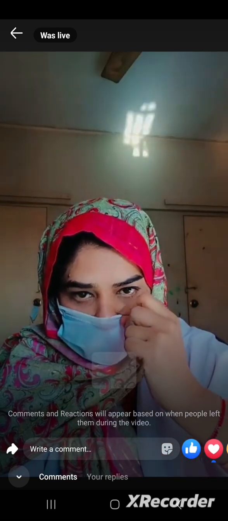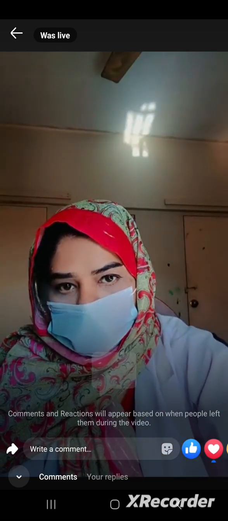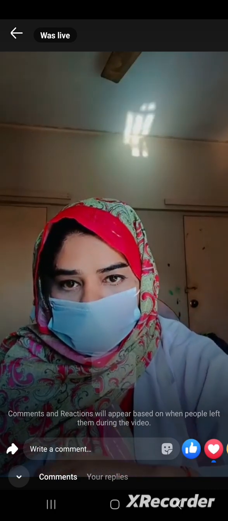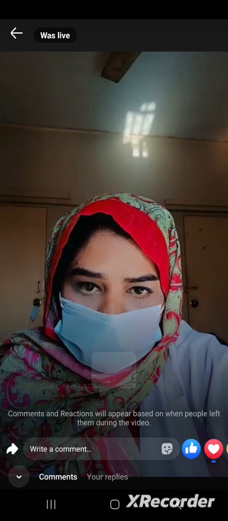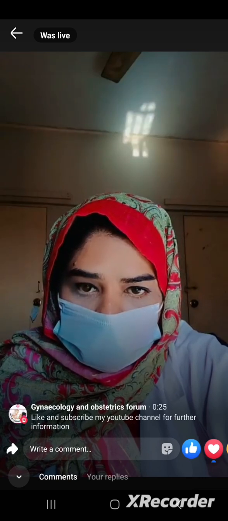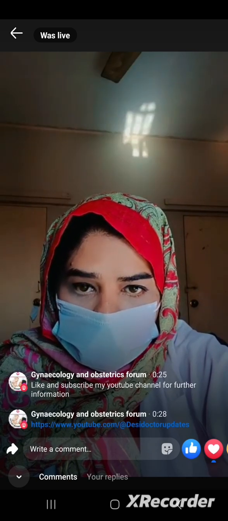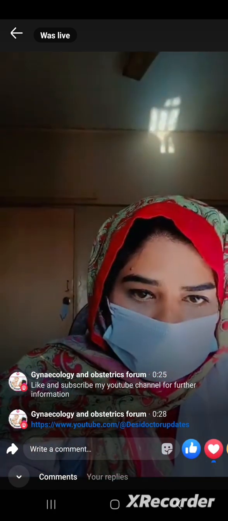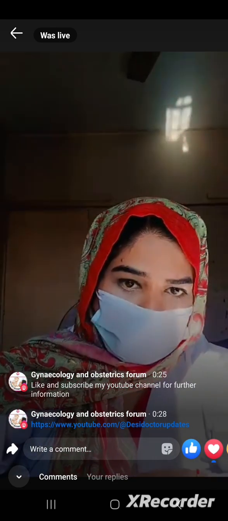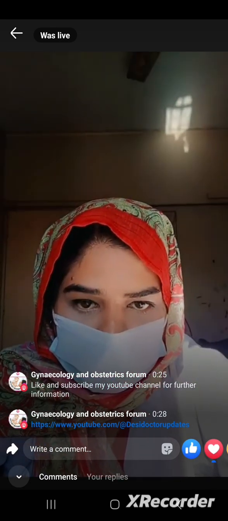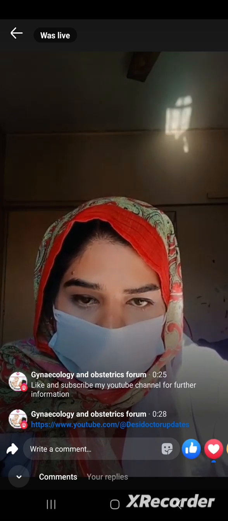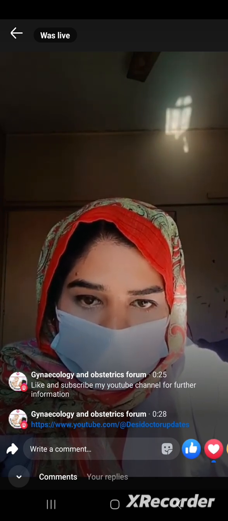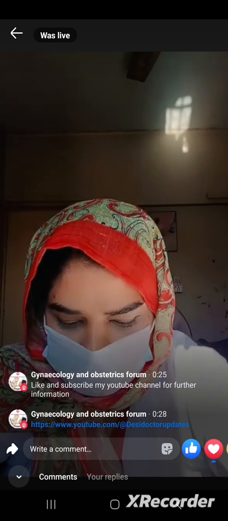So, regarding the bishop scoring, whenever we admit some patient for spontaneous labor, we have to calculate the score. Either the patient is having a good bishop score, she can be admitted for the spontaneous labor or not. Bishop score is mainly a method which decides whether this patient will go into the labor smoothly.